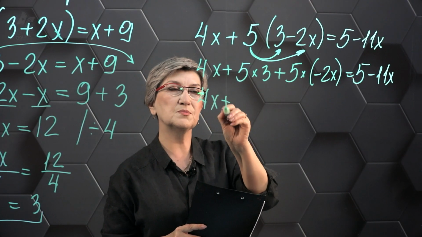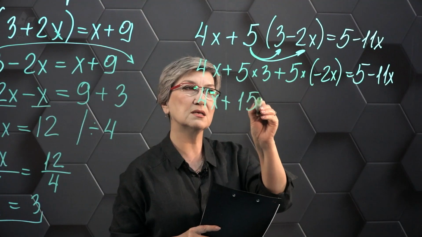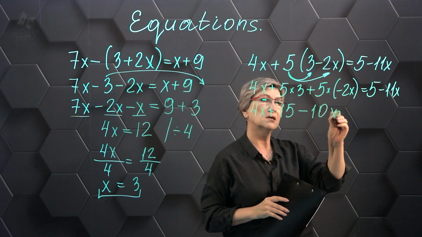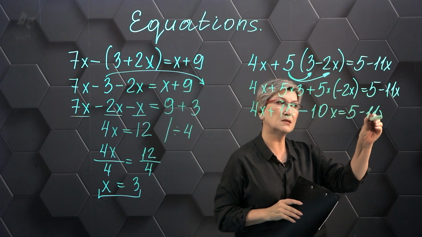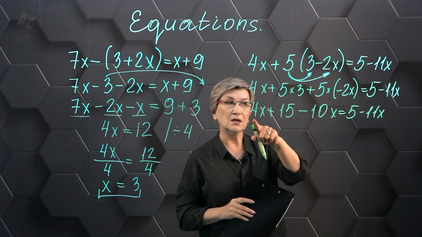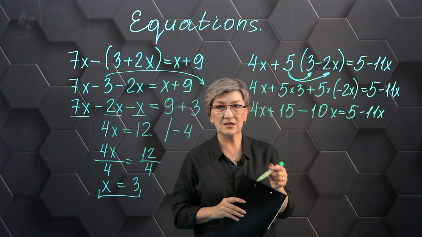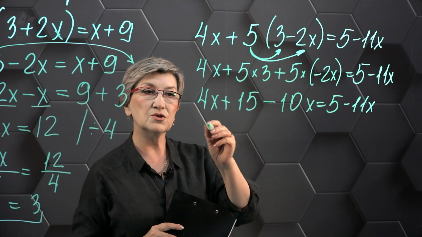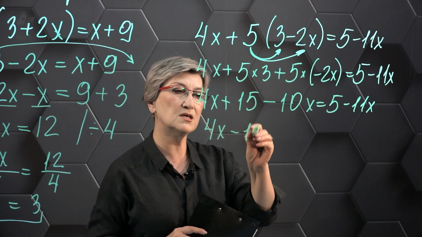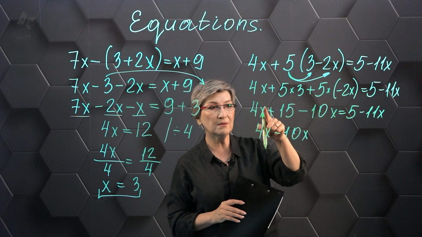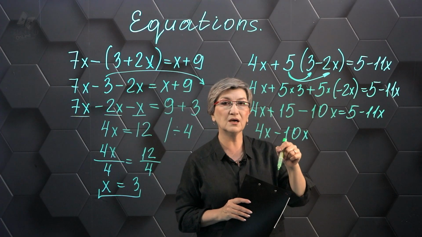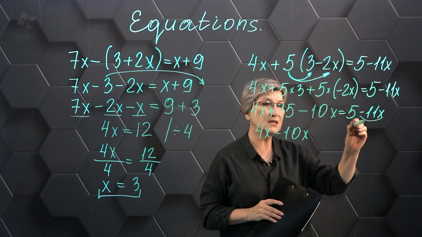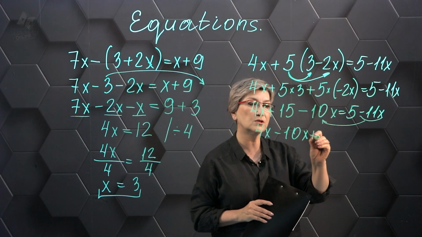Now 4x plus 5 times 3 is 15. 5 times minus 2x is minus 10x equals 5 minus 11x. And only after the entire equation is free of parentheses can I move the variables into one part. 4x minus 10x. These summands were written in the left-hand side, so I write them down unchanged. I will carry the minus 11x to the left side. The result is plus 11x.